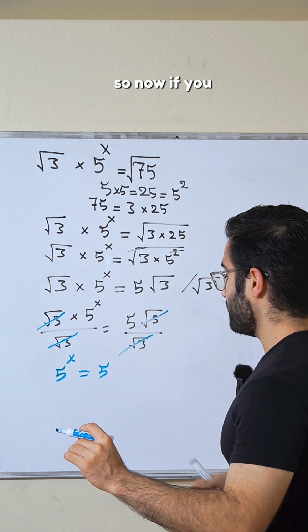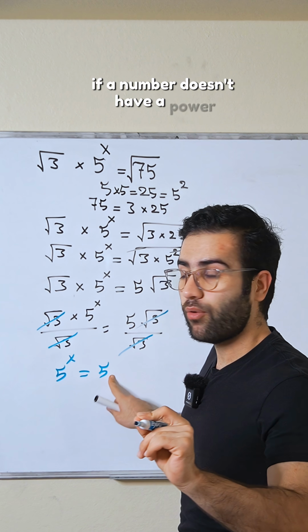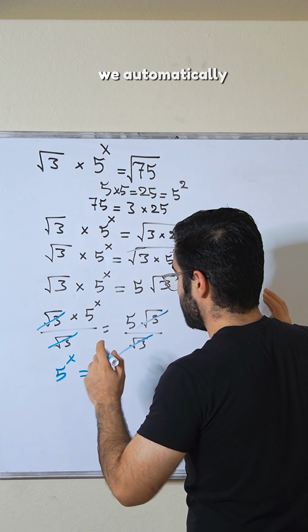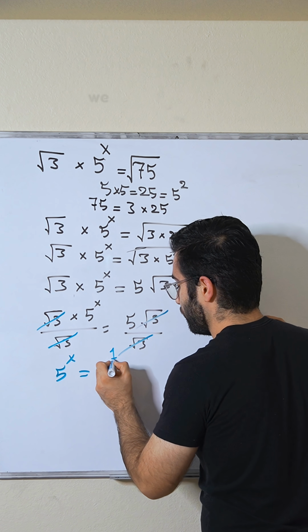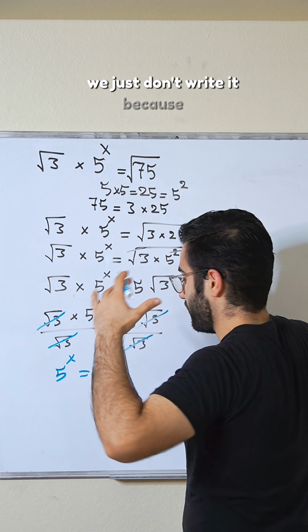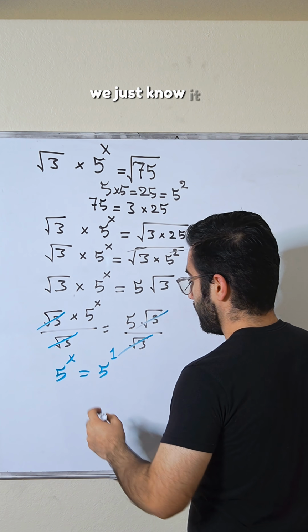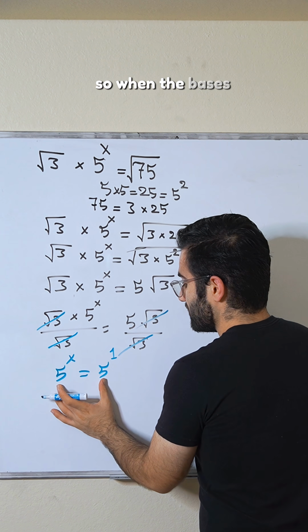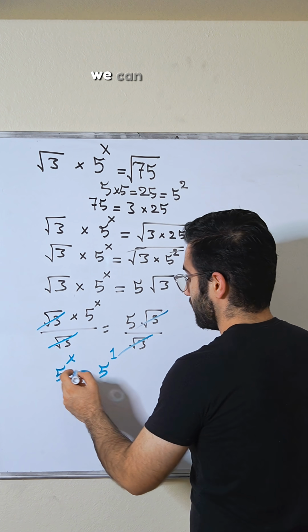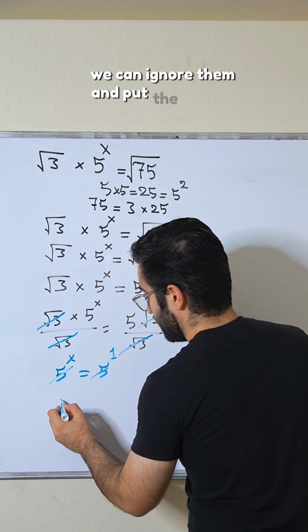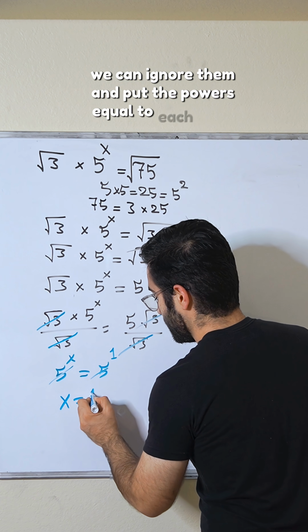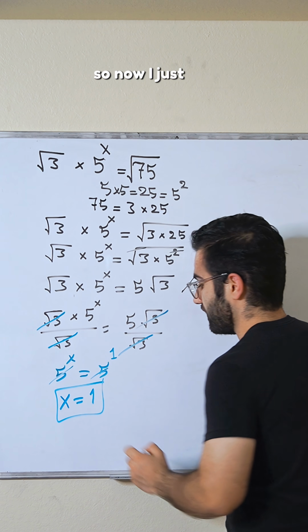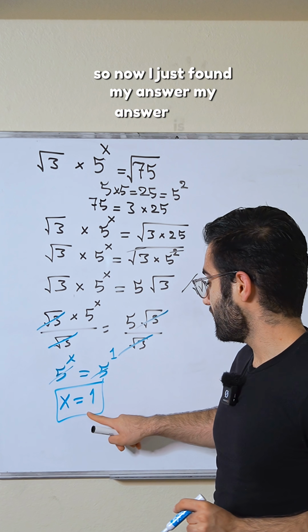So now, if you remember, if a number doesn't have a power, we automatically know the power is 1. We just don't write it, because we just know it, right? So when the bases are the same, we can ignore them and put the powers equal to each other. So now I just found my answer. My answer is 1.